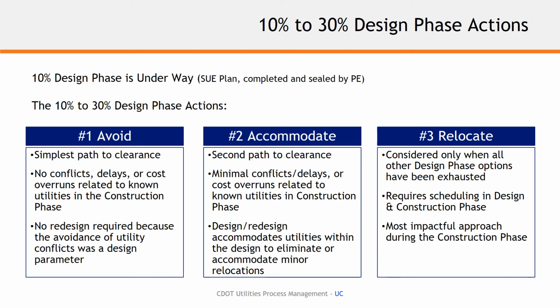But if it cannot be avoided or accommodated, then relocation will have to commence at some point, and the utility conflict matrix will capture that relocation effort, who's responsible for it, when it's going to happen, and allow better negotiations with the utility companies.